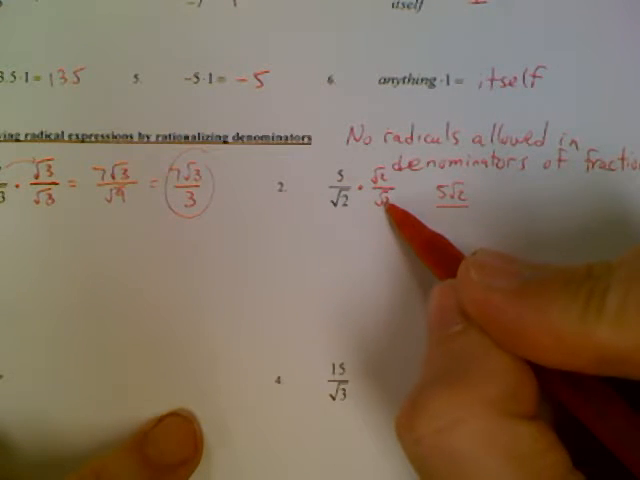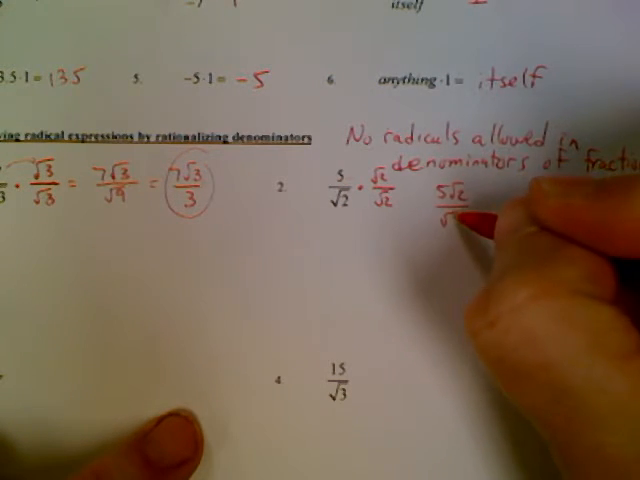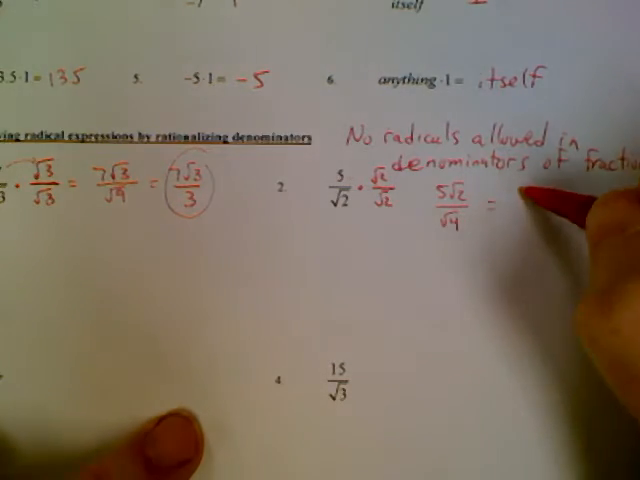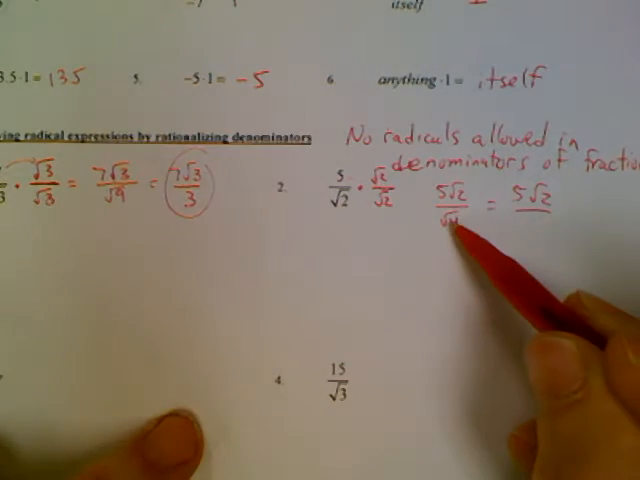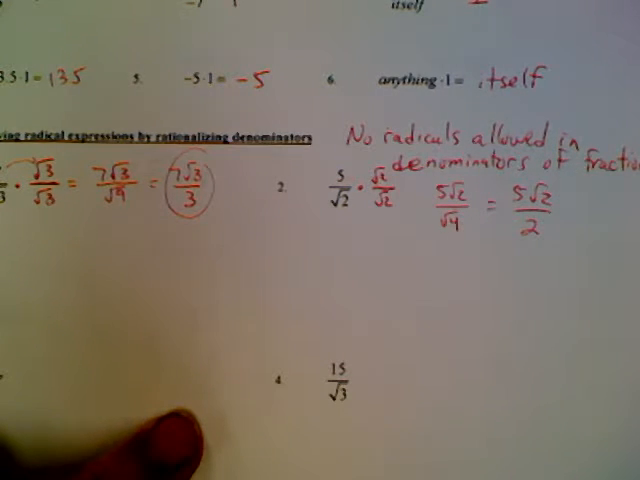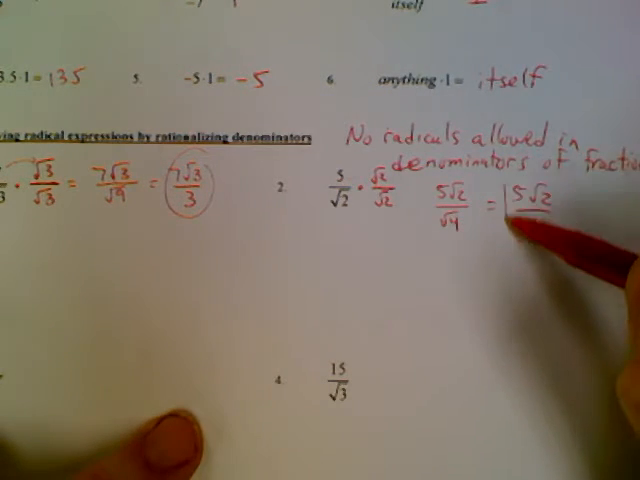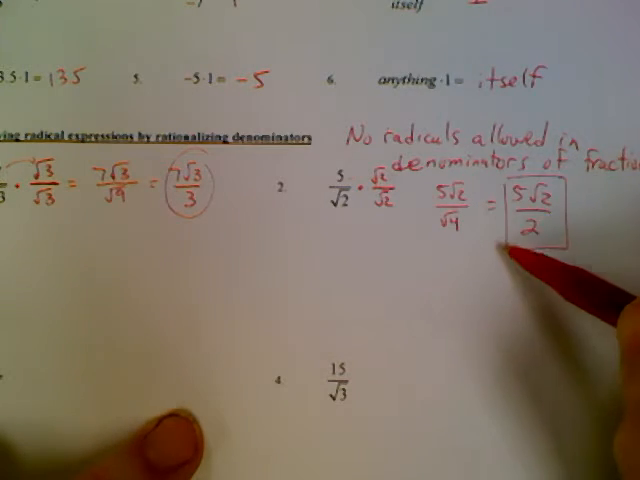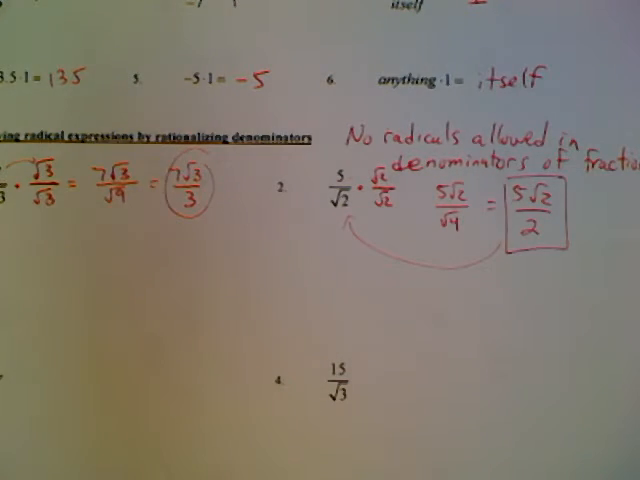And square root of 2 times square root of 2 is square root of 4. But that is just the whole number 2. No more radical in the denominator. There's our simplified version of the original expression.